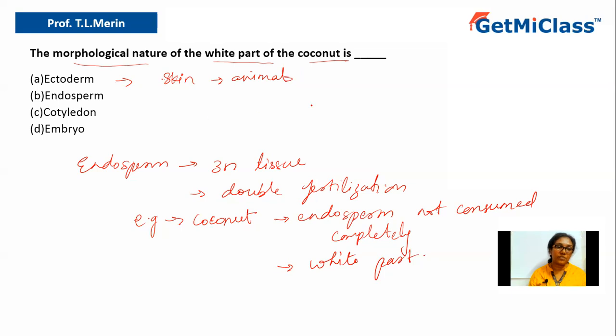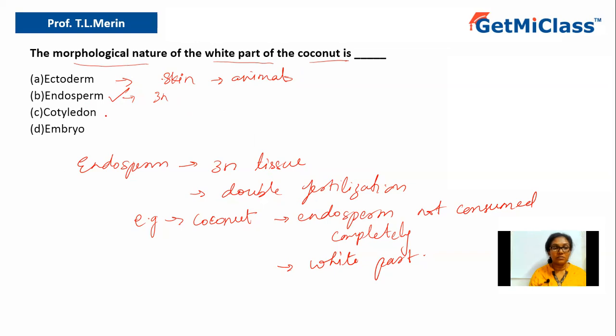Now endosperm. So what do you mean by endosperm? I have already told you, this is the triploid tissue formed by double fertilization. And hence in the case of coconut, endosperm can be seen even after maturation. So that is the white part. So that is the right answer.